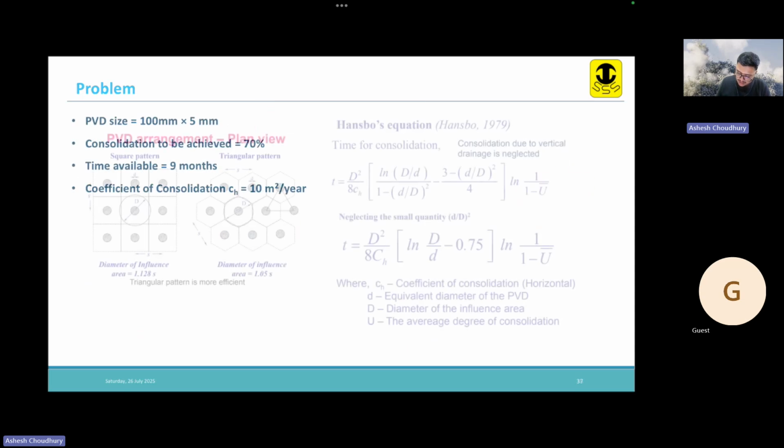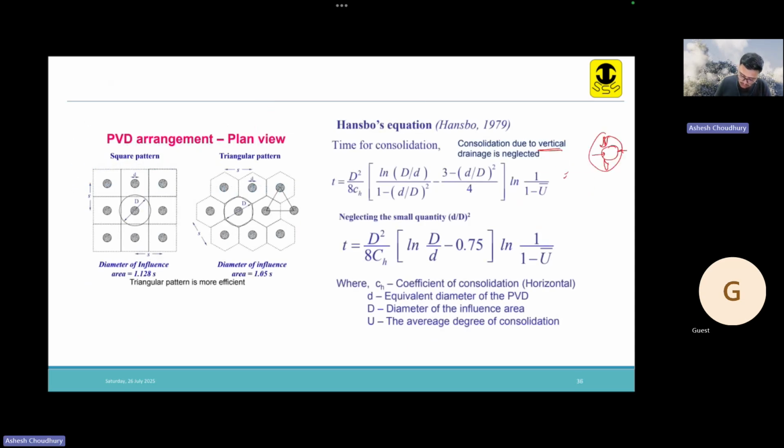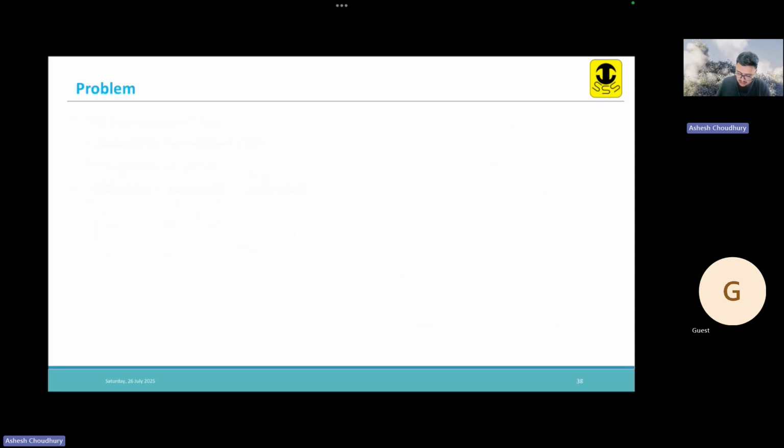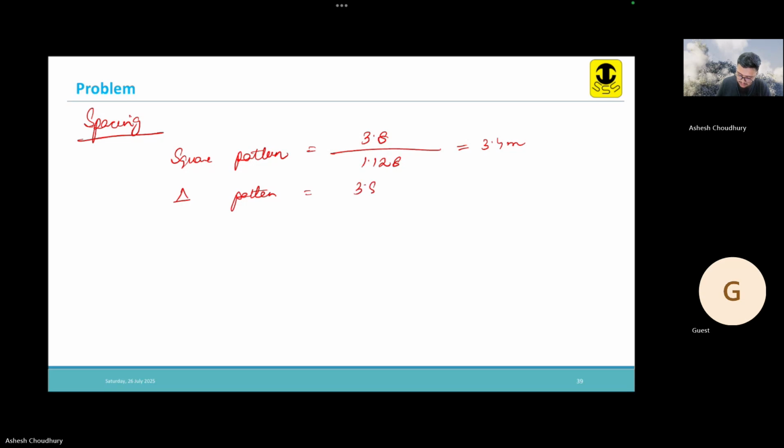So what is capital D? Capital D is the diameter of the influence area that we got. Now we need to choose the spacing. If we use a square pattern, use 3.4 meter spacing, and if you use a triangular pattern, then use 3.6 meter spacing, but a triangular pattern is more efficient.